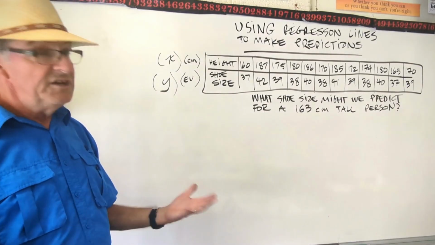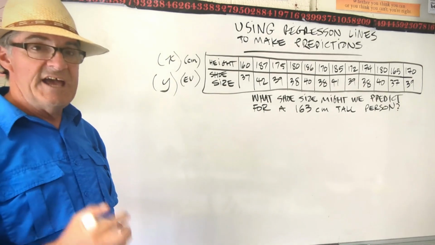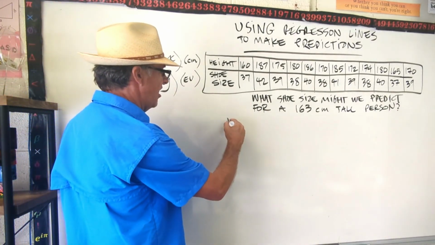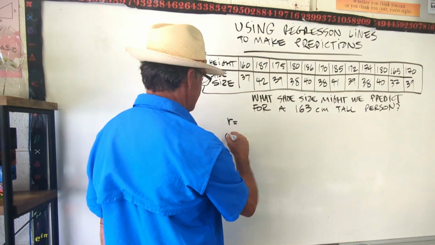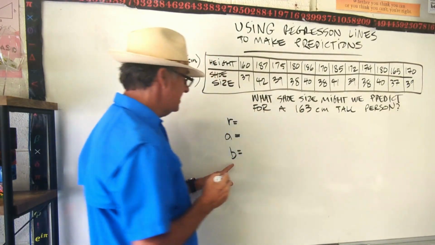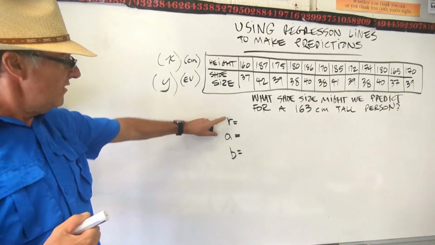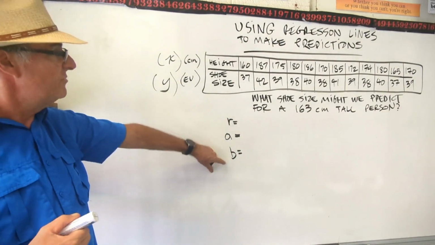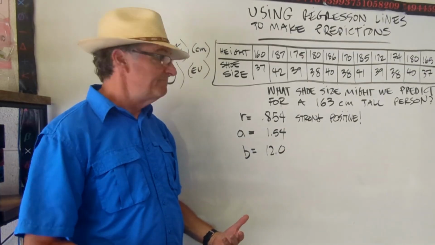So now what you need to do is pull up your calculator, and we're going to get the full gamut on this. We need to find our R value, and we need to find our A value, that is our slope, and we need to find our B value, that's our intercept, because we're going to need the full equation to make our prediction. So go ahead and find your R, your A, and your B. Put this data in your calculator and go for it. All right, let's see how you did.